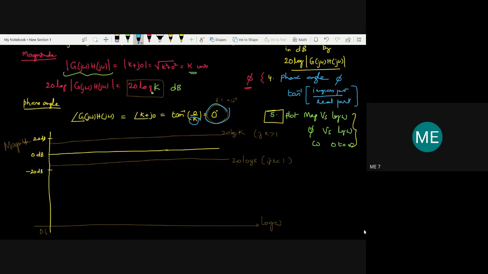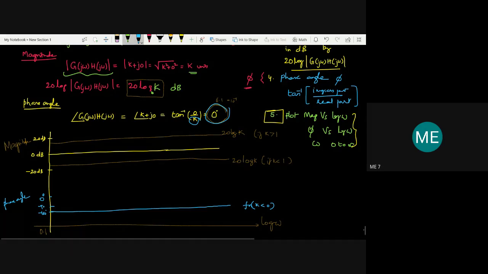So I'll show the phase angle in the same graph. Say this is 0 degrees, and say this is minus 90, and this is minus 180 degrees. So this is the line where we can draw the phase angle for k less than 0 in this case. And for k greater than 0, it will always be 0. I can draw it, it's always 0 for k greater than 0.